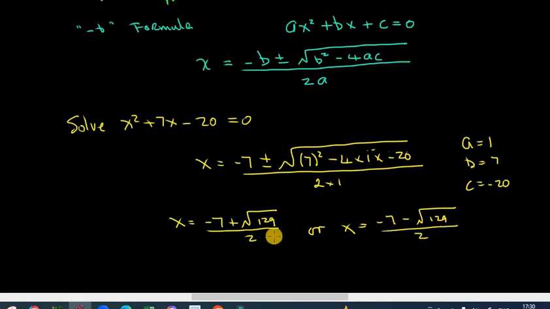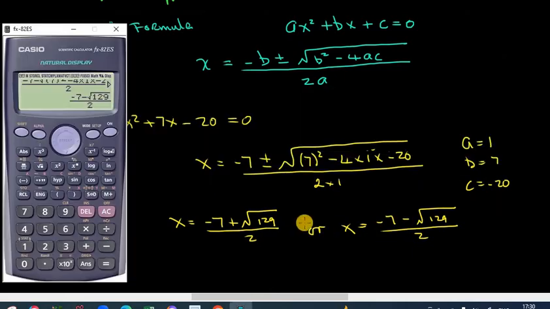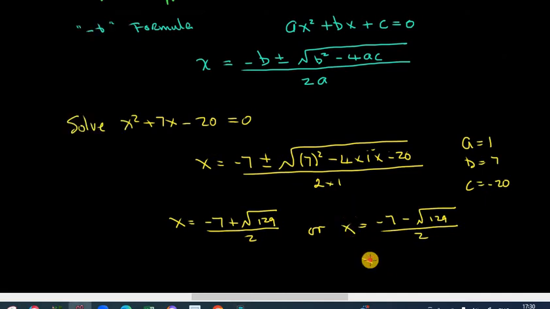Now, they may ask you to leave your answer in surd form. Leave it like that. Or they may want to know the decimal value. Let's go back into our calculator and we just hit SD. So SD on this one is minus 9.18 to 2 decimal places. So x equals minus 9.18.